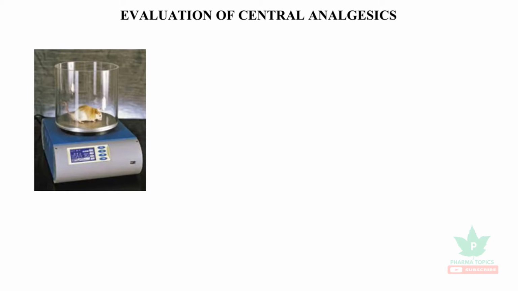Our topic of discussion is evaluation of analgesics. There are two kinds of analgesics, which are centrally acting as well as peripherally acting. Centrally acting analgesics are opioids, and all the other analgesics are peripherally acting analgesics. We'll see both the evaluations.